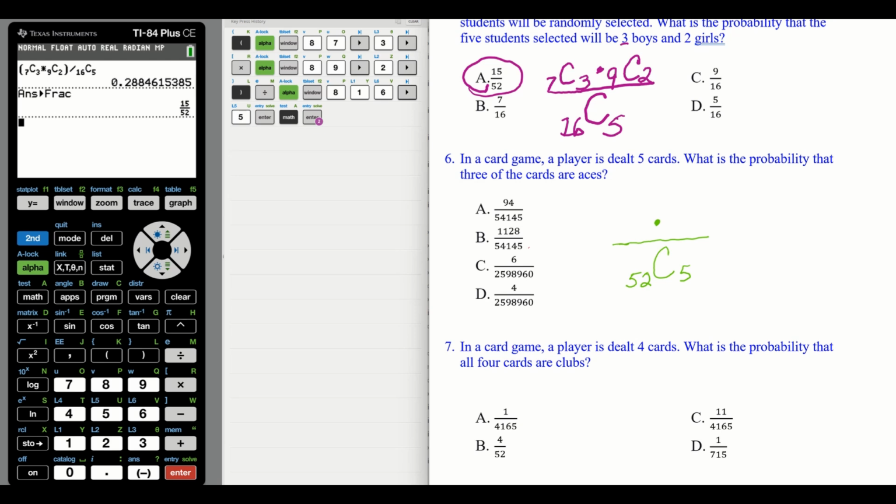Now, we have to select. We're talking about what we selected and what we didn't select. Well, we have our aces. How many aces are in a deck? We have 4 aces in a deck, and we want 3 of them. What are we not selecting in the deck? Well, 52 minus 4 is 48. And of those 48, we need 2 of them because 2 plus 3 is 5.